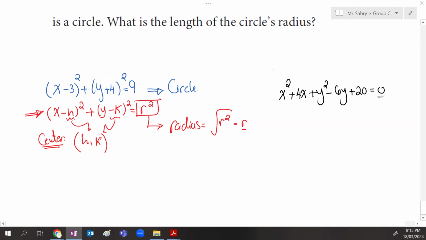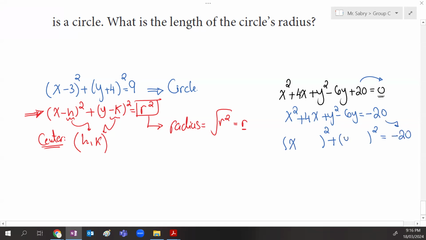How can we do so? The first thing you do is you move any numbers to the other side. So the 20 will go to the other side. And now I'm left with x squared plus 4x plus y squared minus 6y equals negative 20. That's the first step. Second step is you open up two brackets, you set up the template in the form that you want, and you leave this negative 20 outside as it is.